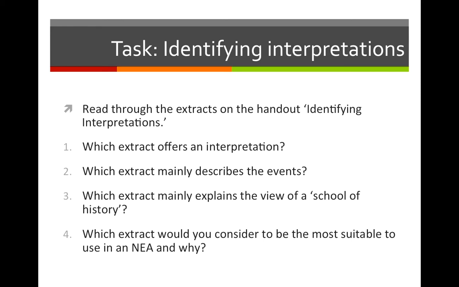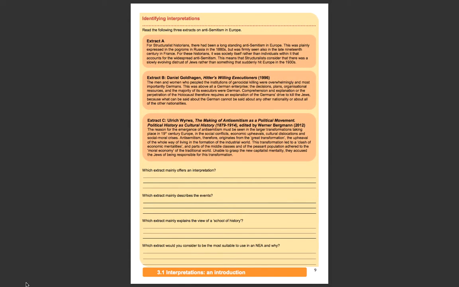So the first task for you is to have a look through the handout identifying interpretations. If I switch across to it now, you'll see there are a few extracts. I realise extract A doesn't have a provenance, but I can't locate whether that was a mistake or not. So for now, just read it as a piece and use the questions to help you understand its content more than its provenance. So it's asking you to look at whether any of these extracts offers interpretation, whether some of them are descriptive, which one indicates a school of history.